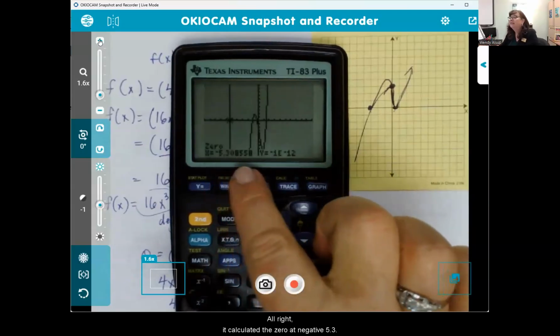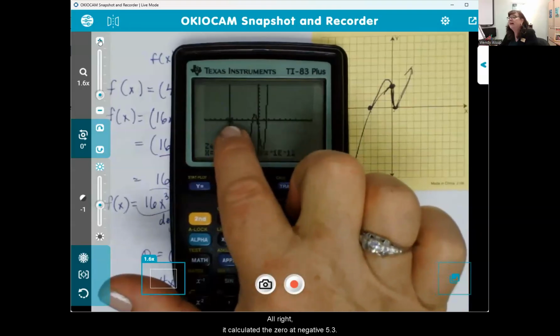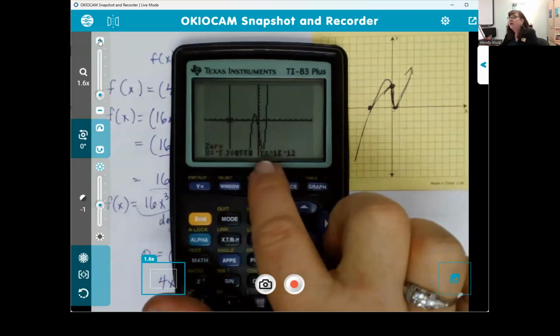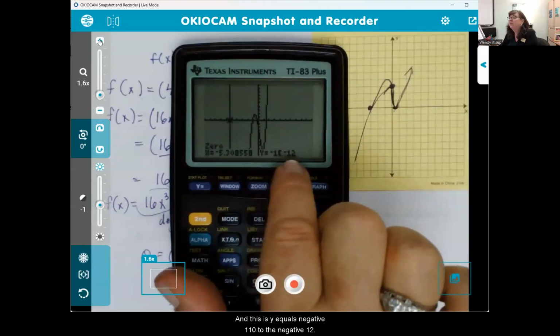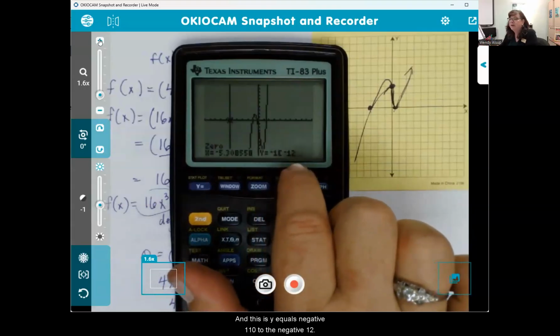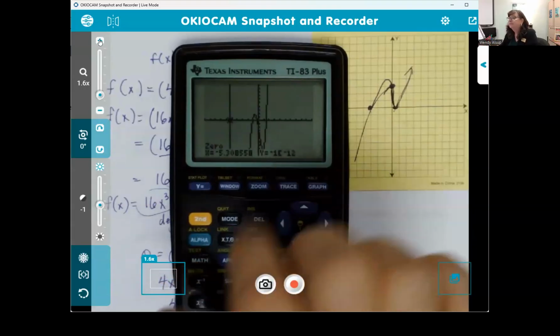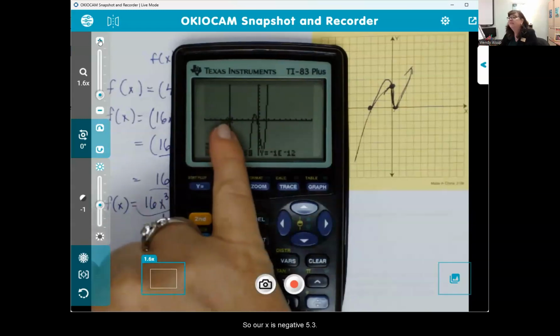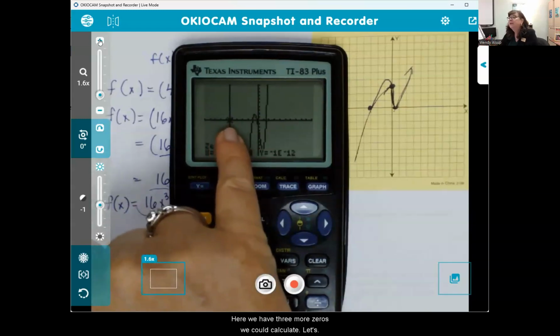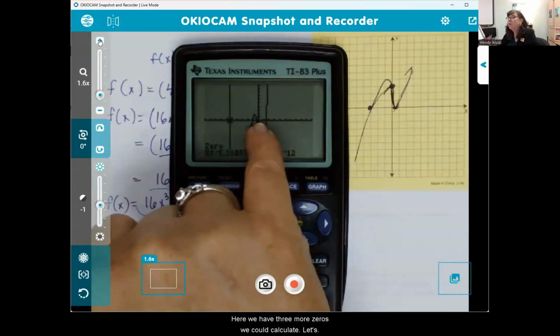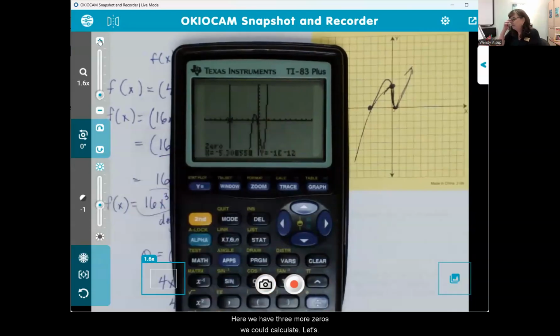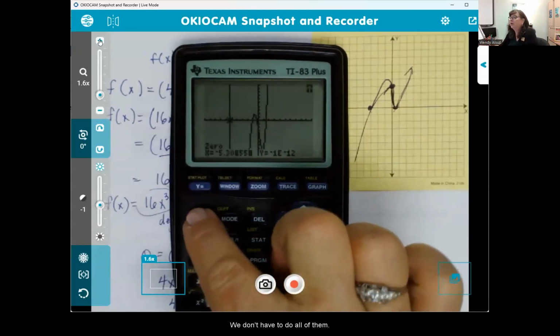All right, it calculated the zero at negative 5.3, and this is y equals negative 1 times 10 to the negative 12. That's a zero. It's basically zero. So our x is negative 5.3 here. We have 3 more zeros we could calculate. Let's do one more of them. We don't have to do all of them.